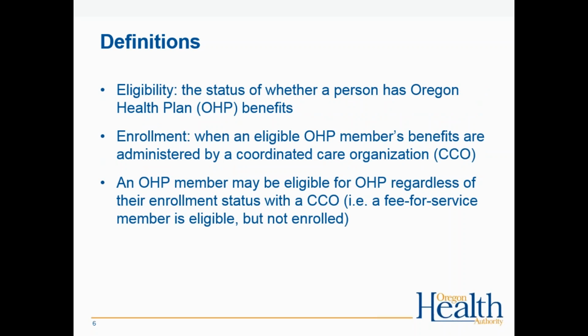So these next two definitions are very important because they often get used interchangeably, and so I want to make clear why they're different things. So eligibility is the status of whether a person has the Oregon Health Plan benefits. That is different from enrollment. Enrollment is when an eligible OHP member's benefits are administered by a coordinated care organization. So you can be eligible for the Oregon Health Plan but not enrolled into a CCO. I think a lot of times we use those words interchangeably, and they can confuse the status of what an OHP eligible member has.